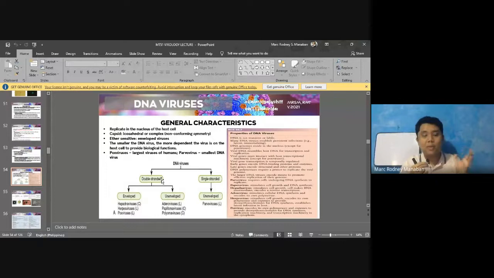Phospholipids. And these are polar molecules. So therefore, they can also be destroyed or dissolved by your polar solvent, such as your ether. So those that are enveloped viruses, they are ether sensitive.